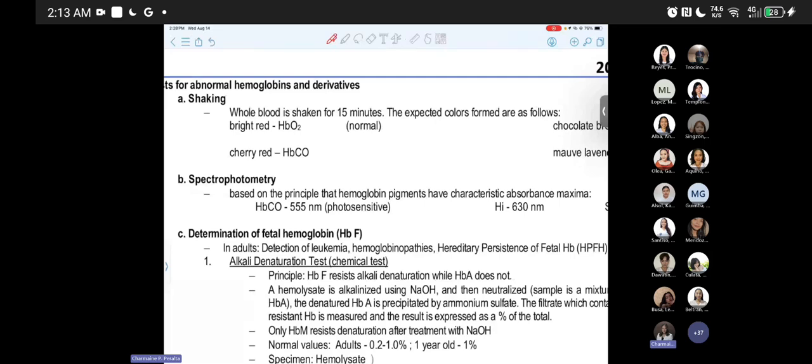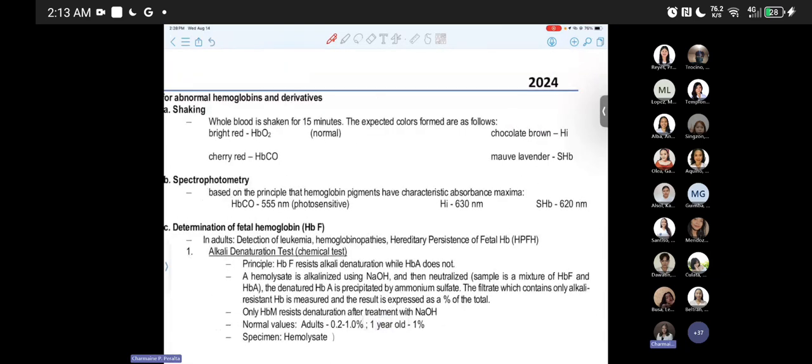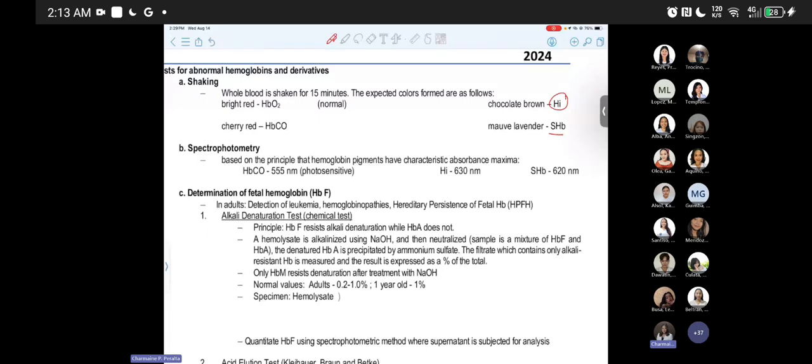Bright red kapag oxygenated hemoglobin, cherry red kapag carboxyhemoglobin, chocolate brown kapag methemoglobin, mauve lavender kapag sulfhemoglobin. Next, spectrophotometry. So ang wavelength used to detect carboxyhemoglobin is 555. For methemoglobin, 630. For sulfhemoglobin, 620.